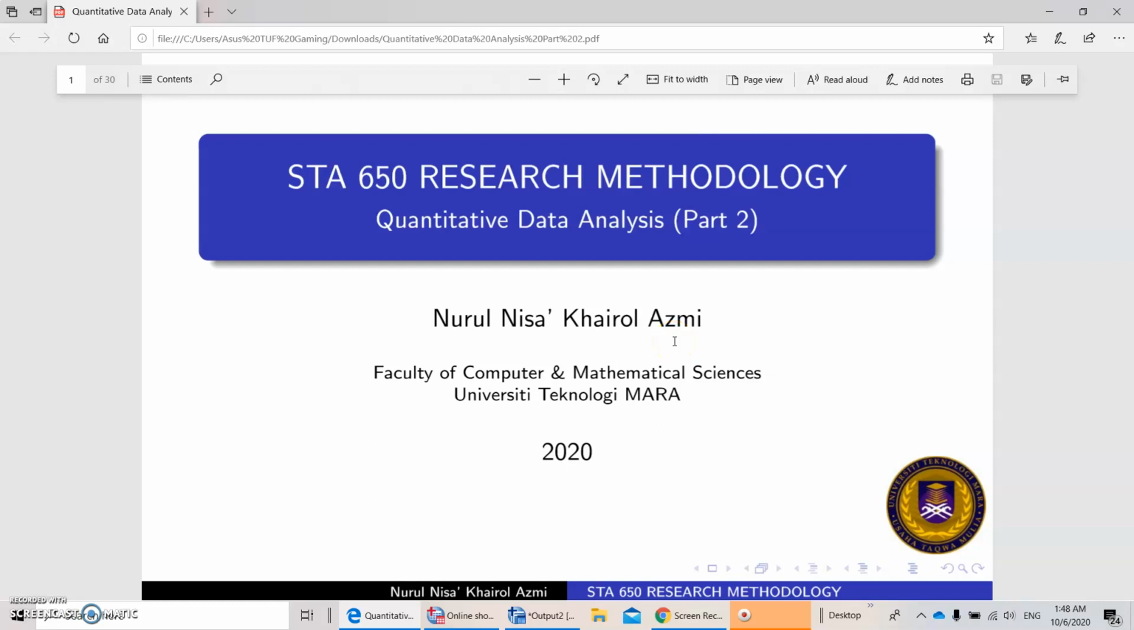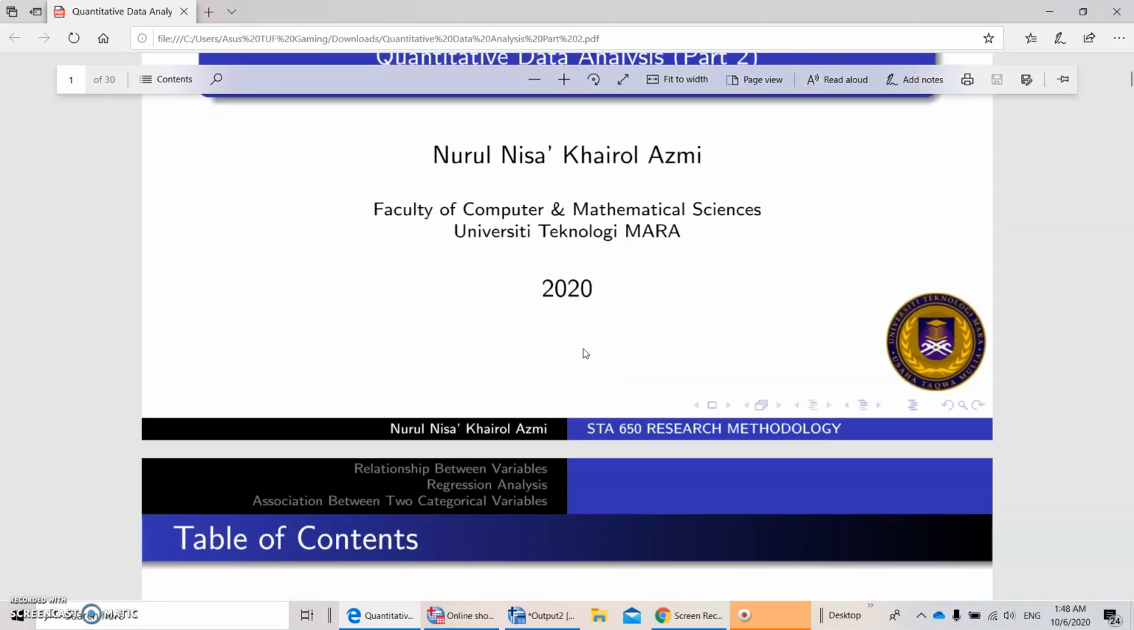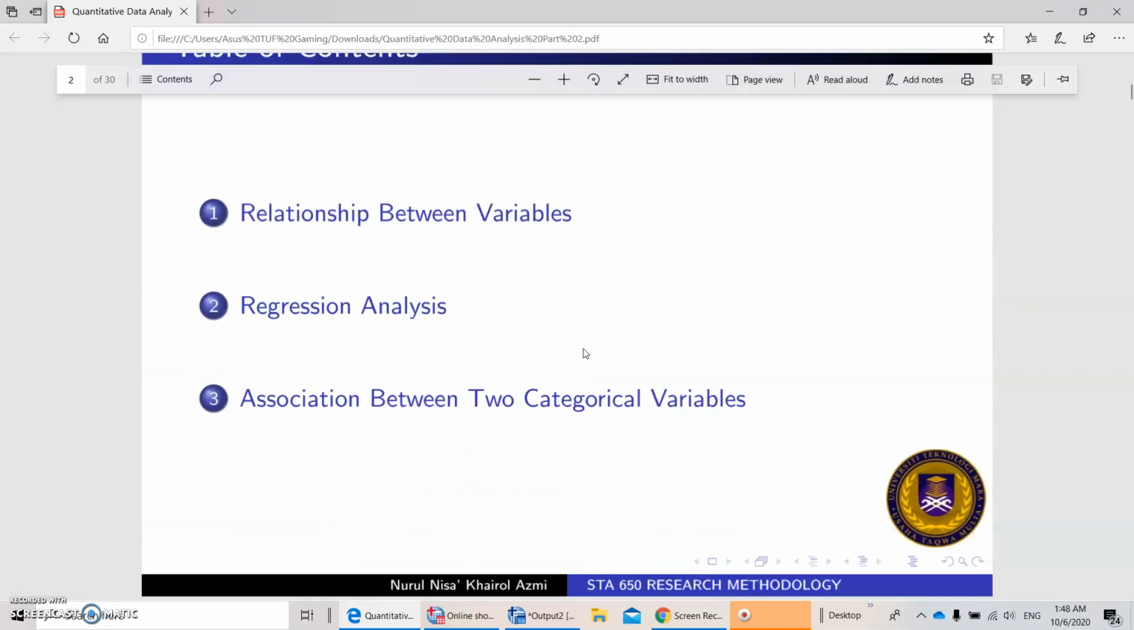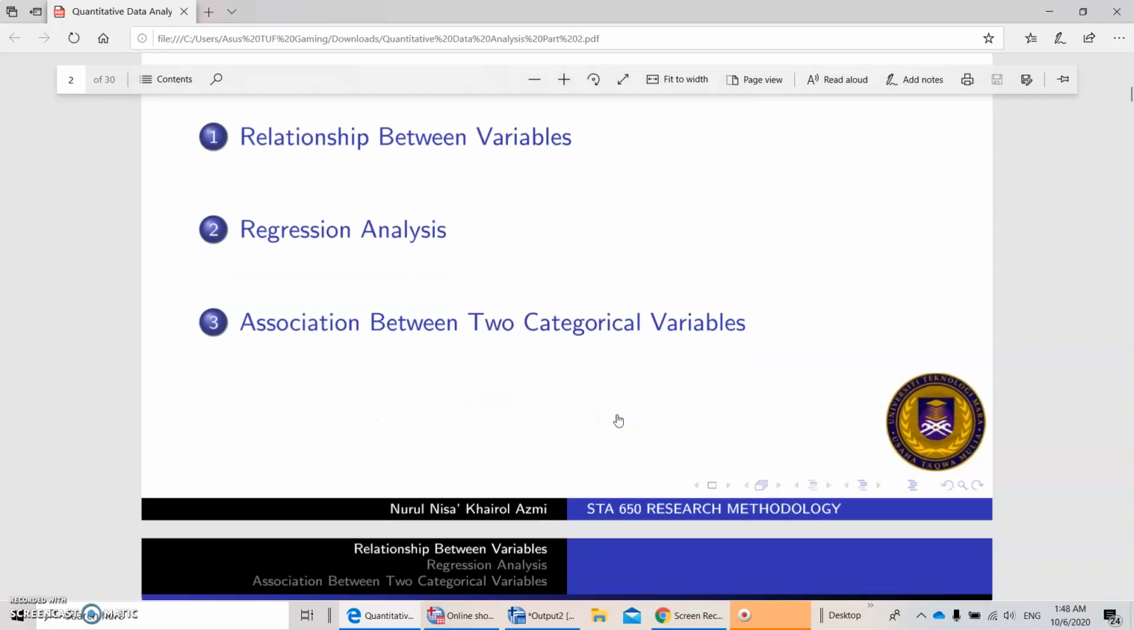The second part of quantitative data analysis is more about achieving the research objective of exploring the relationship or determining the factors that influence or cause changes in the dependent variable. The analysis is categorized into three: relationship between variables, regression analysis, and the association between two categorical variables.